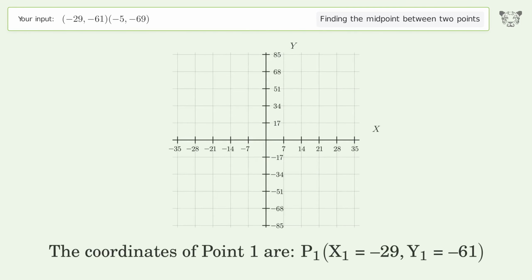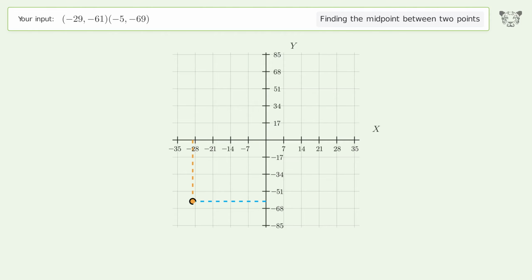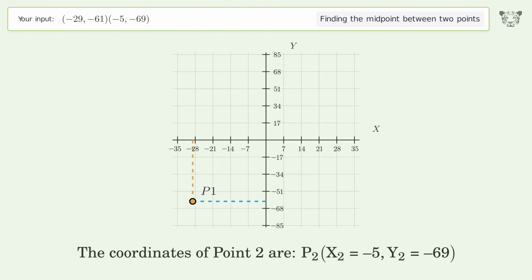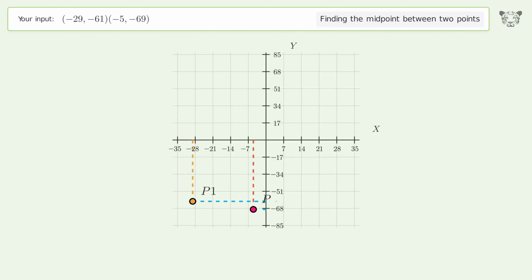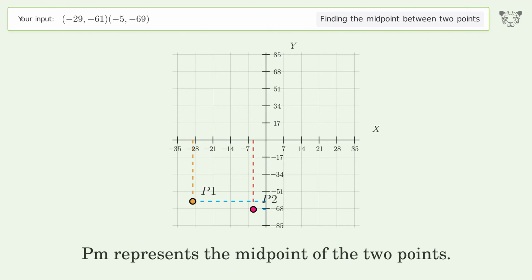The coordinates of point 1 are x1 equals -29, y1 equals -61. The coordinates of point 2 are x2 equals -5, y2 equals -69. PM represents the midpoint of the 2 points.